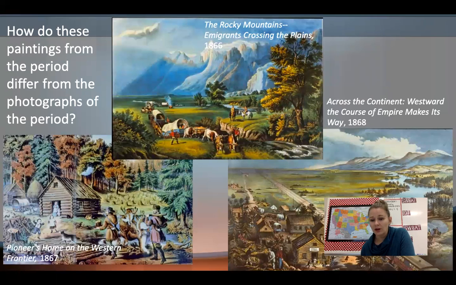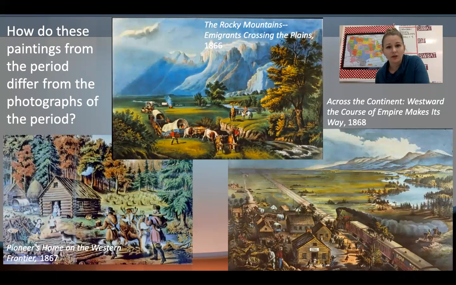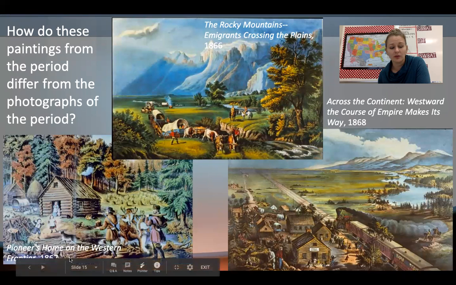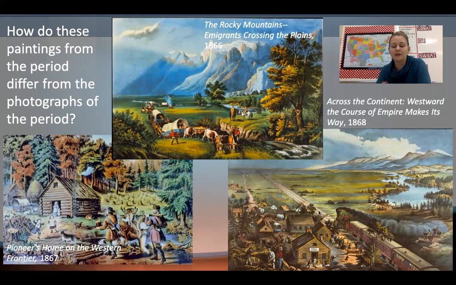So the last thing I want to talk about, the last slide in this set of notes, is that you can see that these paintings from 1867, 66, and 68 all paint a very, very different picture from what I just showed you. These pictures make it look like it's this grand, beautiful area, very lush. Obviously this has color and the pictures were in black and white, but you get the point that these kind of romanticize what life was like.